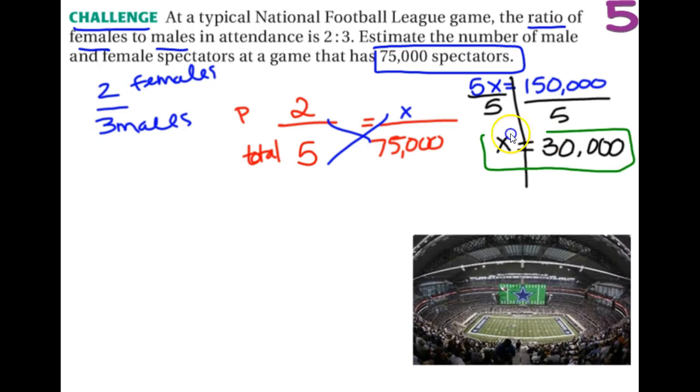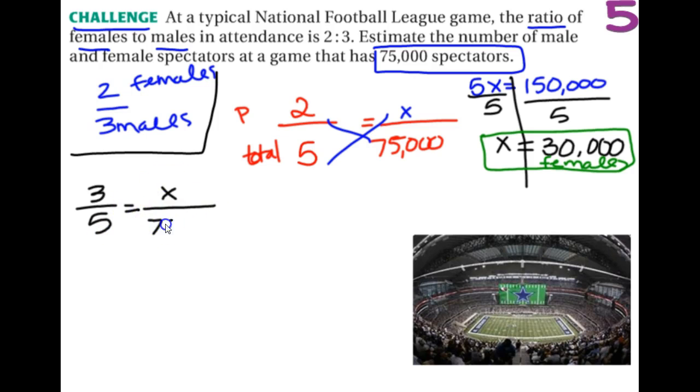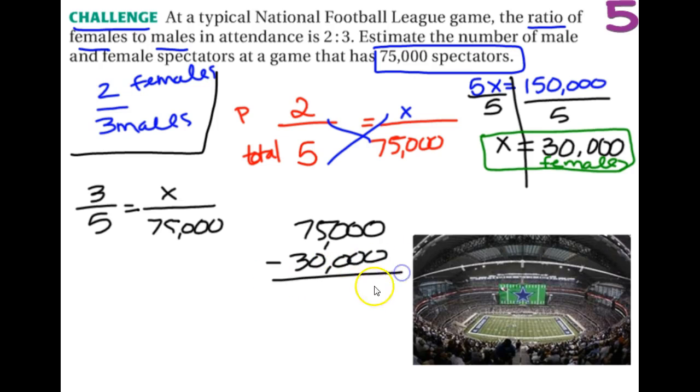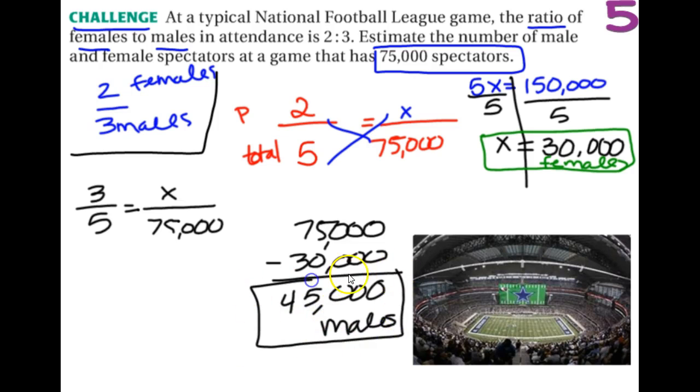So this is the number of females. We also need to find the number of males. We could do this same thing again with 3 over 5 and x out of 75,000 and cross multiply. But I know that there are 75,000 people total and there are 30,000 females, so I just subtract. That would give us 45,000 males. This time they did not ask us how many more, they just asked how many of each, and there we go, those are our two answers.